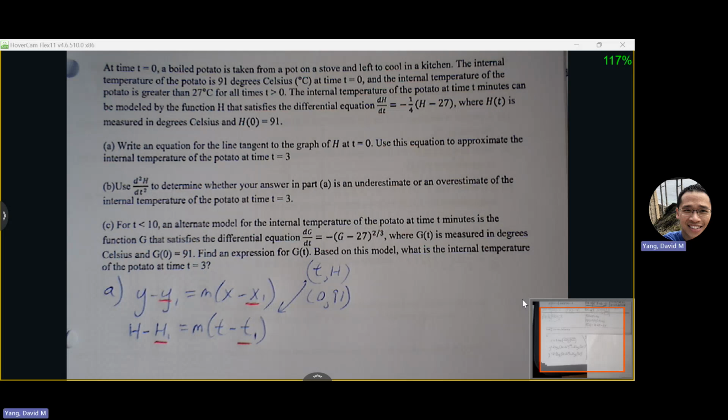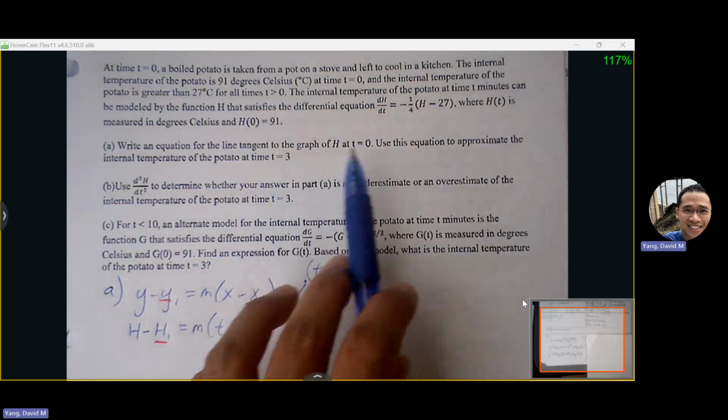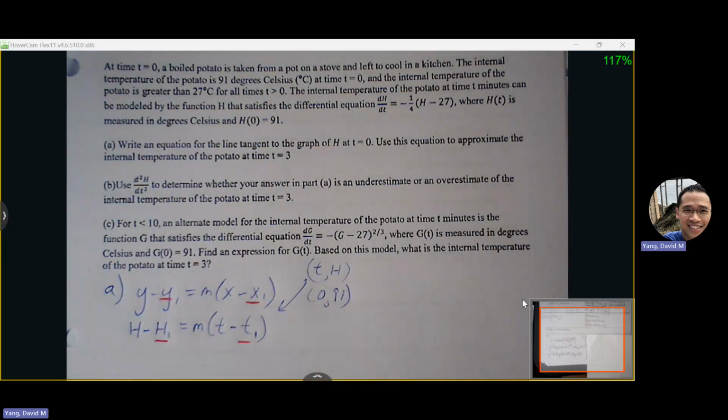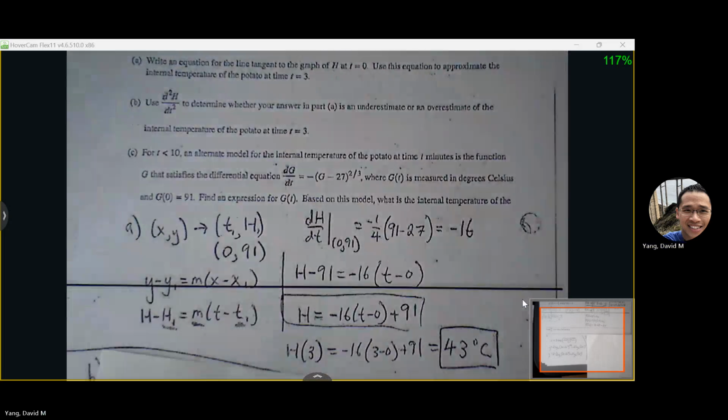And then once you have your tangent line equation, you're going to use that to approximate the temperature at t equals 3. So you get your equation all set up, and then you can plug in 3 to get the internal temperature, just basically using the tangent line equation and plugging in.